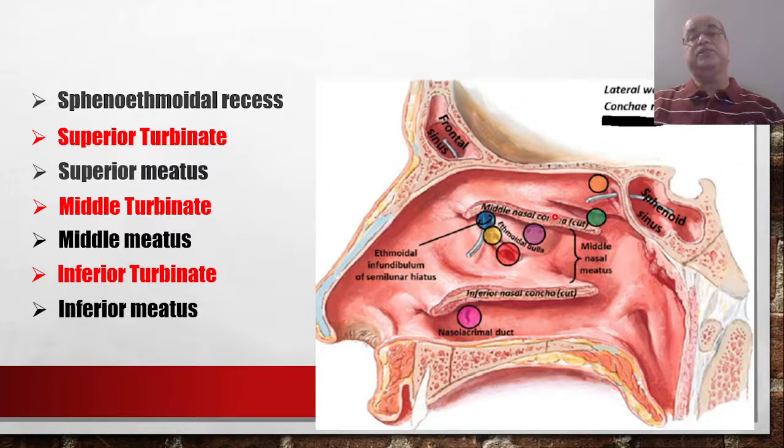Now this middle meatus is very important as far as the pathophysiology of rhinosinusitis is concerned, because it is in the middle meatus that the anterior group of paranasal sinuses opens, which includes the frontal, maxillary and anterior ethmoidal air cells, and middle ethmoidal air cells if present. All these anterior group of paranasal sinuses open here in the middle meatus, while the posterior ethmoidal air cells open in the superior meatus, and the sphenoid sinus opens into the sphenoethmoidal recess.